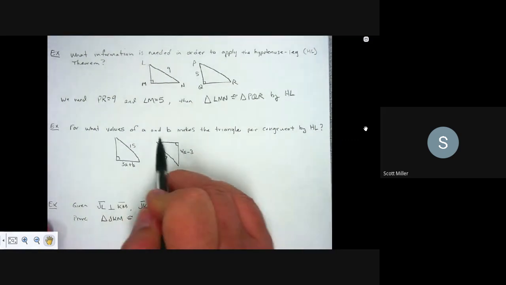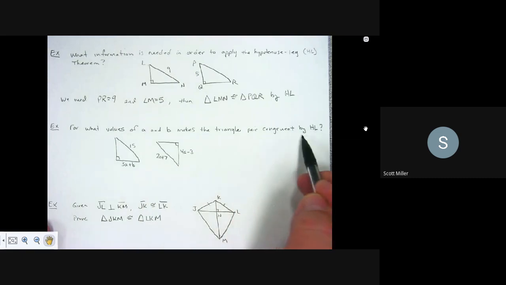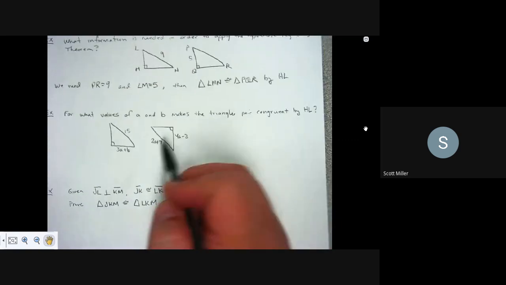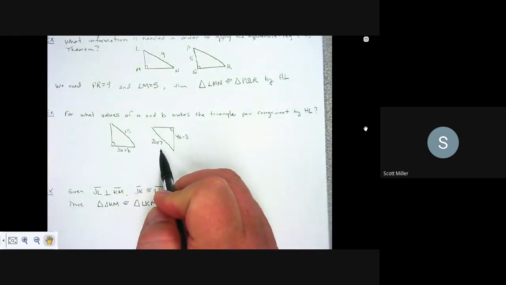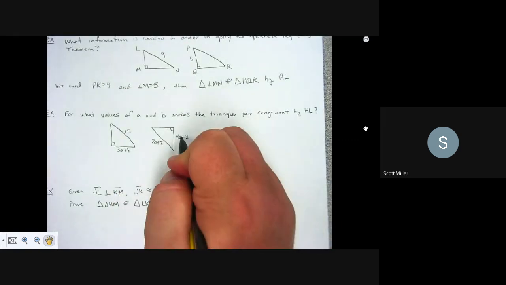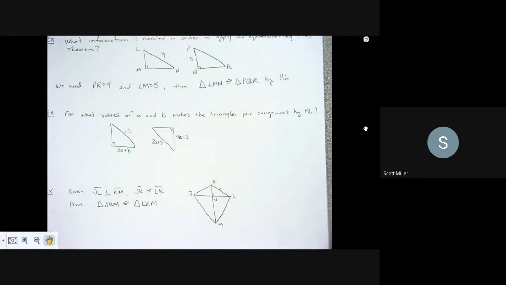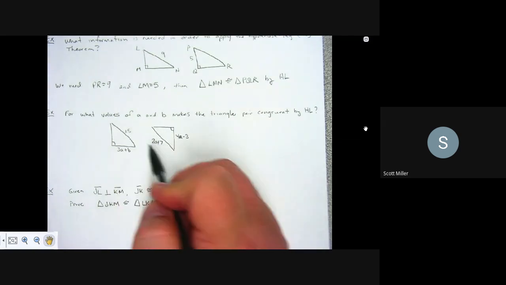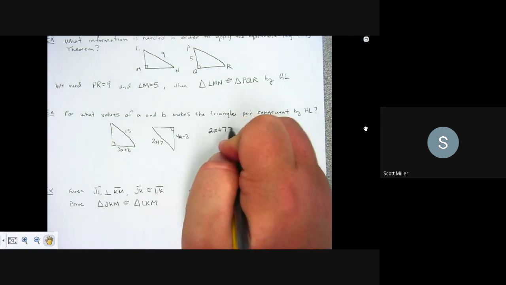For what values of A and B make the triangle pair congruent by HL? So looking at this, we have a bunch of little algebraic expressions. This is 4A. It's hard to see, you can tell. And so we're going to use this and this information to help us find A and B. So if the two triangles are indeed congruent, then the hypotenuses must be equal. So that gives me my first equation. That tells me then that 2A plus 7 must be equal to 15.